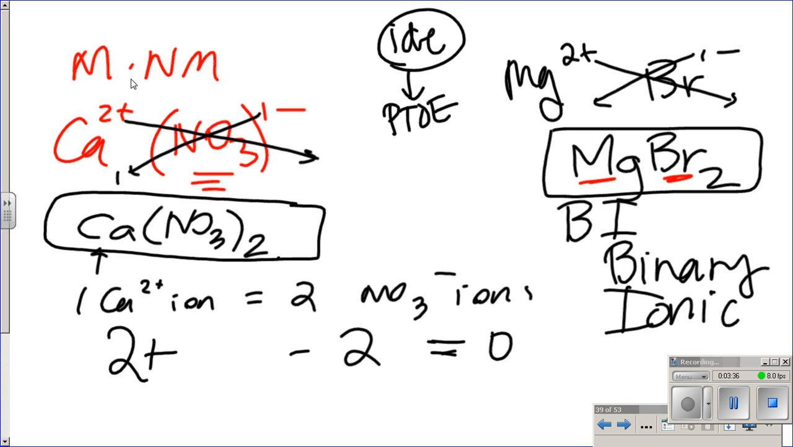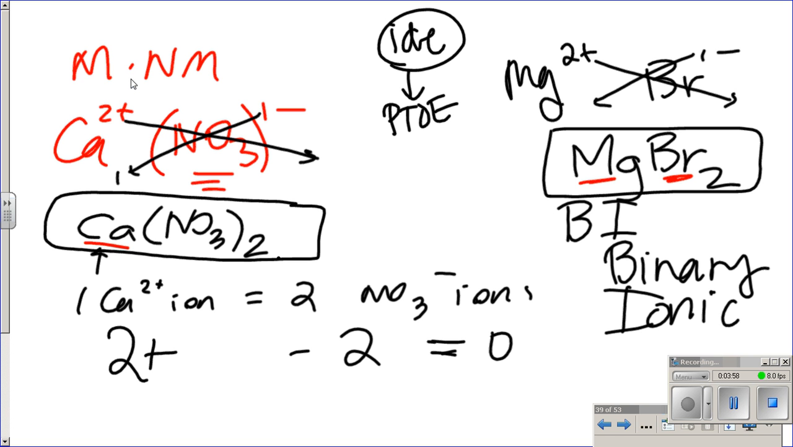This one is still ionic, right? Calcium nitrate. How do you know it's ionic? What's the first thing you see? A metal, right? It's not technically a metal and a non-metal. It's a metal and a polyatomic ion. So that's how you know it's ionic, because it's got ions in it. So ions are always present in ionic compounds.